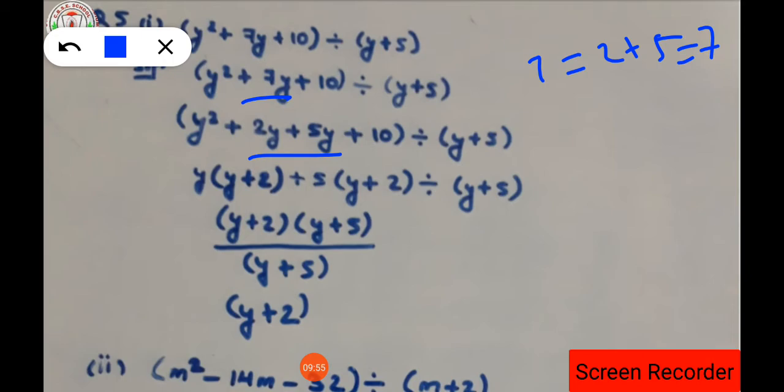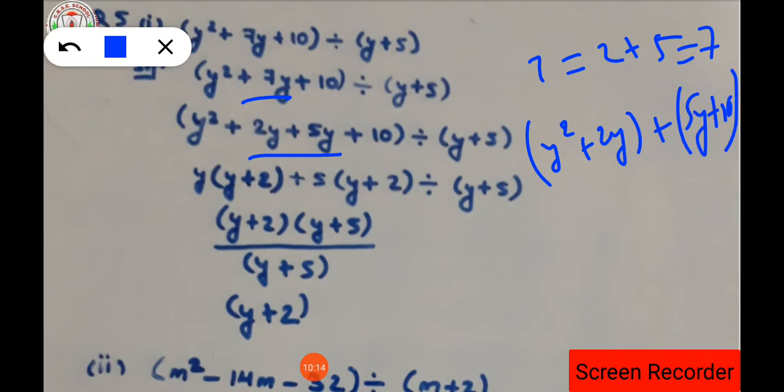Why are we writing it like that? Because we have to make a pair, and then we have to take common. So making the pair of the first two terms, that is y square plus 2y, and plus 5y plus 10. Why did we write 7y in the form of 2y plus 5y? Because we have to make the pair of these two terms as well as these two terms. That's why 7y is written in the form of 2y plus 5y.